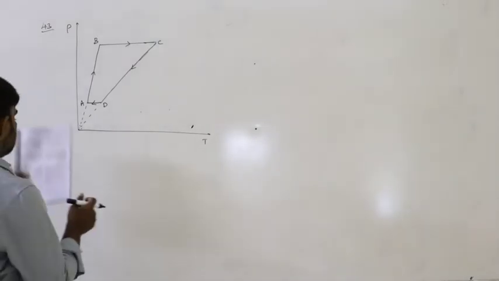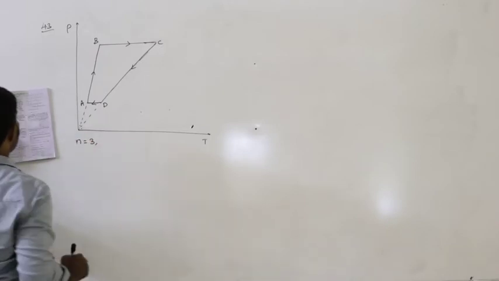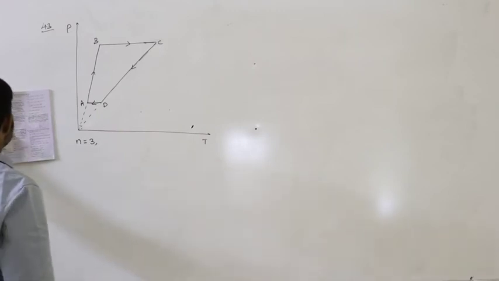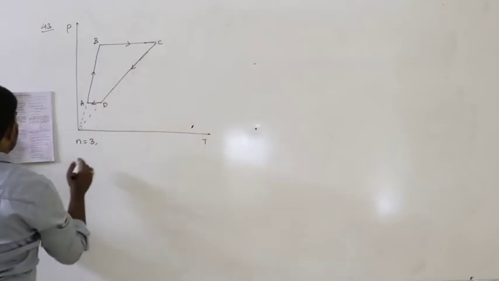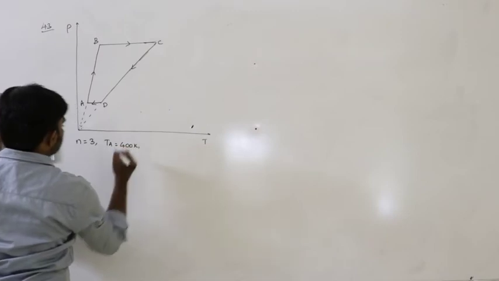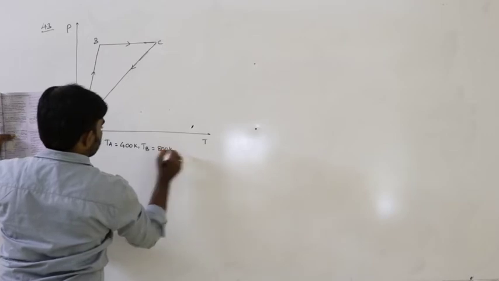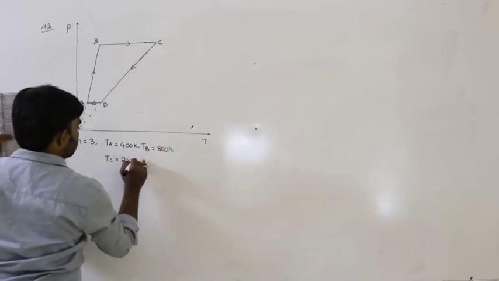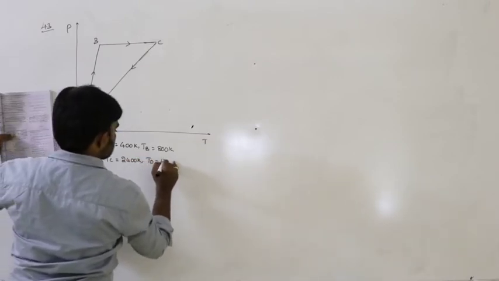So here, 3 moles of an ideal monoatomic gas, n equals 3. Now the temperatures: let us say the temperature at A is given as 400 Kelvin again, temperature at B is 800 Kelvin, temperature at C is 2400 Kelvin and temperature at D is 1200 Kelvin.